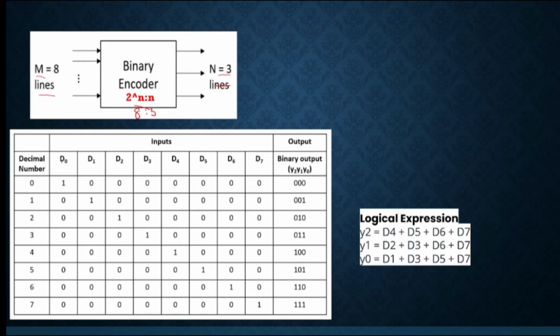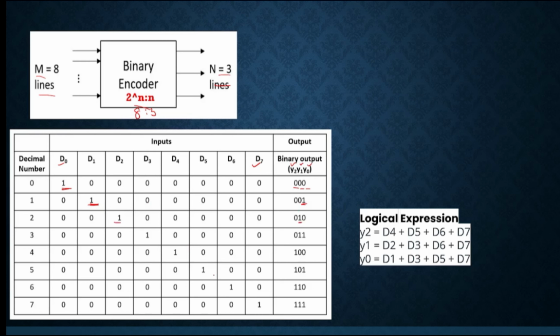If you see here, these are my inputs from D0 to D7, and these are my outputs Y2, Y1, Y0. If D0 is 1, then the values Y2, Y1, Y0 are all zeros. If D1 is 1, then the output Y0 is activated, and in a similar way for the rest. I think you can understand the truth table here.